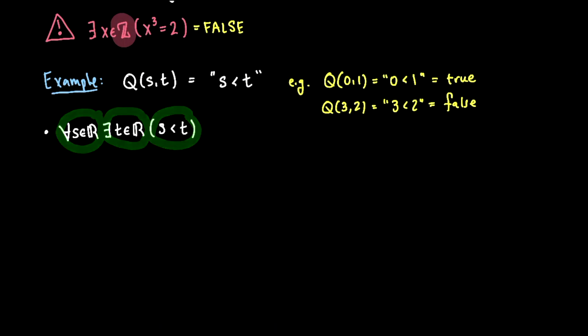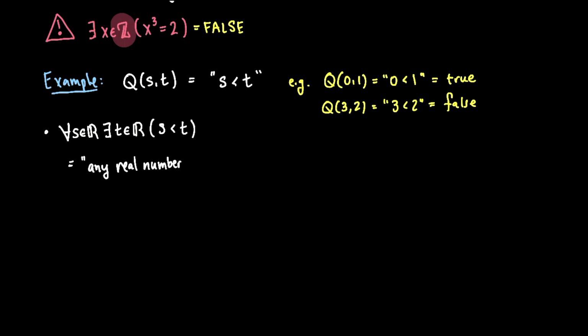bigger than s, right? So I can say, you could write this as any real number has a real number above it. Any real number s has a real number t above it. And that's definitely true. Like, if s was 3, then you could take t to be 5. Or if s was 100, then you could take t to be 101. You can always just add 1, for example. No matter what s is, you can always take t to be s plus 1. So this statement's actually true.